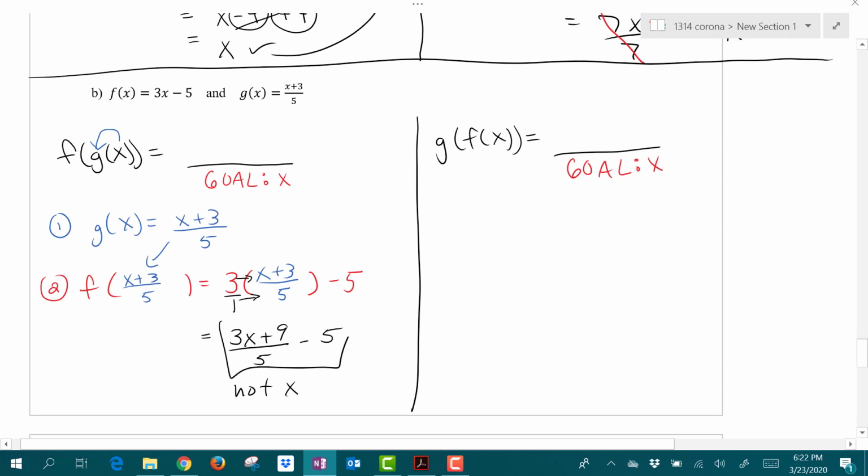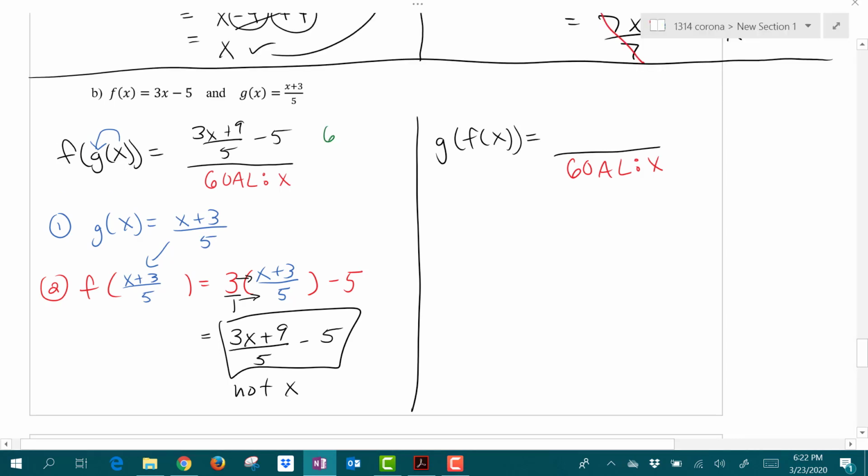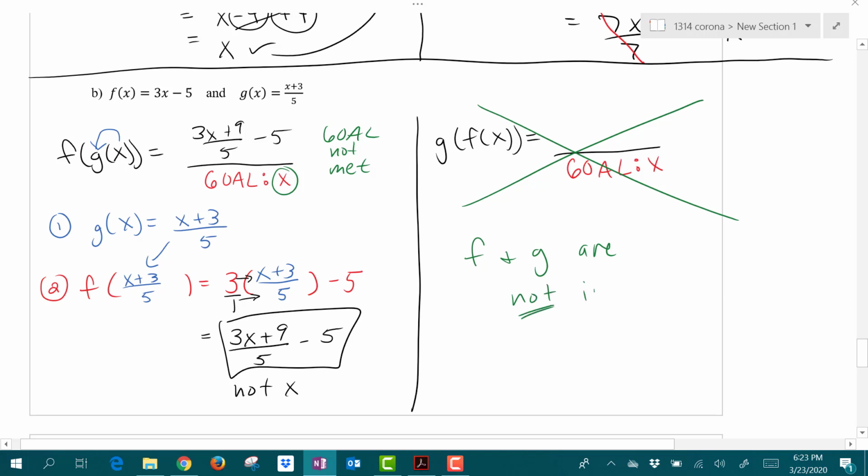When we look at the result of that composition, we do not get x. So we got 3x plus 9, divided by 5 minus 5. We did not achieve our goal. So goal not met. Remember, our goal was to get out exactly x, not all of that junk. So we don't have to perform the second test. We can say that f and g are not inverse functions.